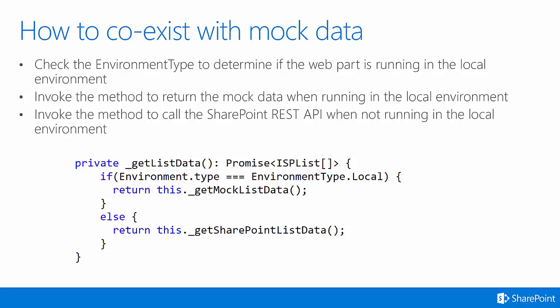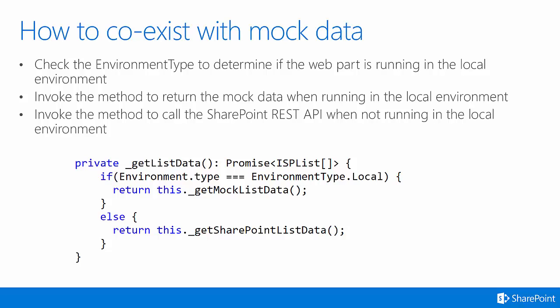So it's great to have your web part work so that it can use mock data when you're in your local workbench, but it can use real SharePoint data when you're in the SharePoint workbench where you've actually deployed it to a SharePoint site. So coexisting mock data with real data coming from SharePoint follows this pattern. First, you check the environment type to determine if the web part is running in the local environment. If it is, then you will return the mock data. When it's not in the local environment, you will invoke the method to call the SharePoint REST API.